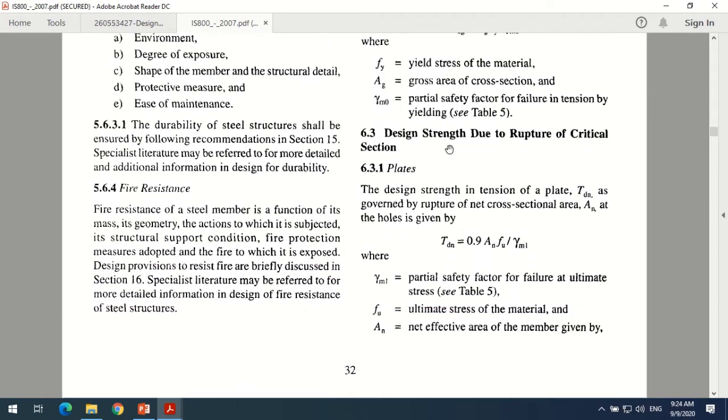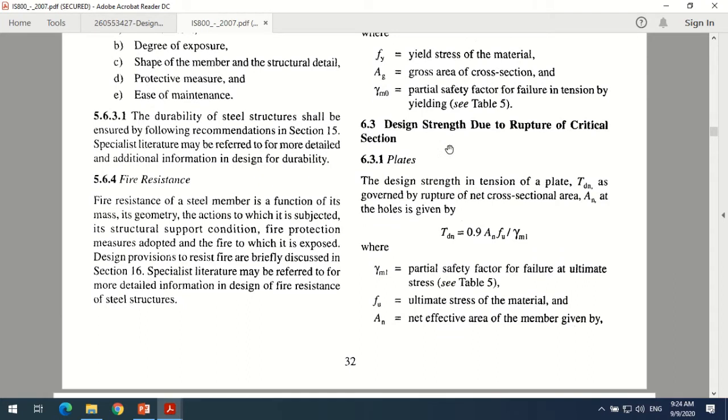The next criteria is rupture due to the critical section. So we may have bolts being provided in the member. In that case, the net area of the member will get reduced. The gross area cannot be considered over there, and we'll be finding the design strength due to rupture at this particular critical section where we have the minimum cross sectional area. Okay, so based on that, we can determine what is the strength due to rupture. So this is for plates.